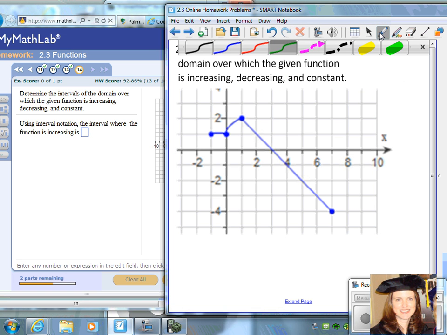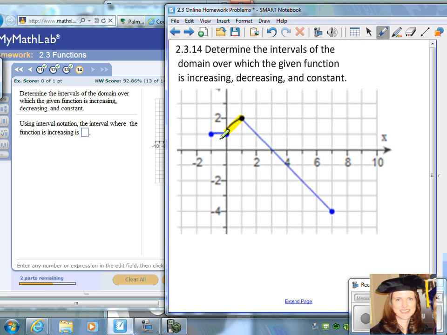The portion where the function is increasing is just the portion where the graph is going up from left to right. So you look at the corresponding x value here at 0 to the x value here at 1. The function is increasing from 0 to 1.